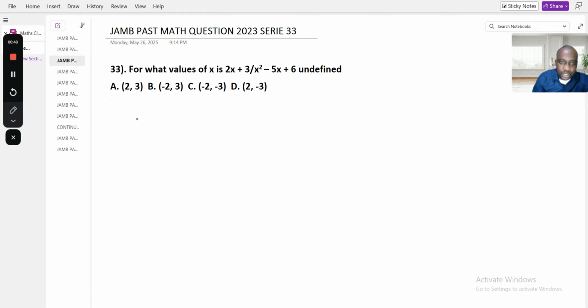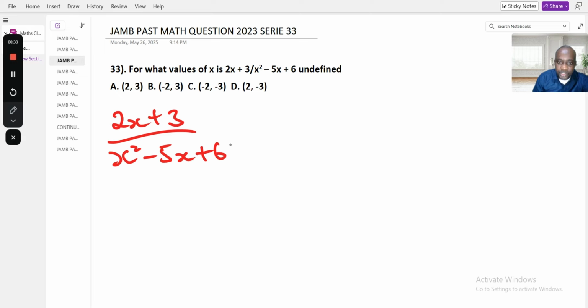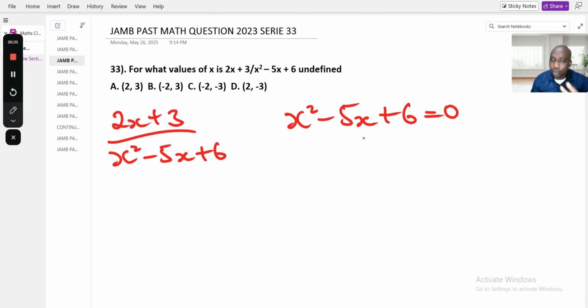We have this question like this. Let me rewrite the question. 2x plus 3 over x squared minus 5x plus 6. And this one is called undefined. Therefore, you are going to write out only the denominator and work on that one only. x squared minus 5x plus 6 equals 0. Now we will look for 2 numbers that you can multiply that will give you 6, and when you add the numbers together, it's going to give you 5.